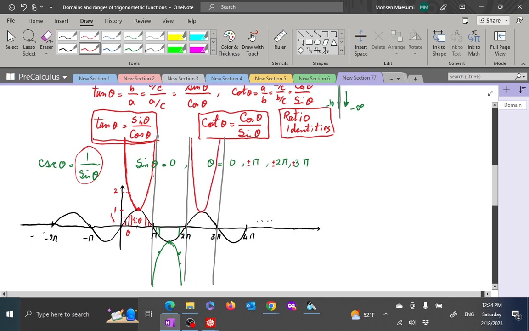How about this one? We draw the asymptote at 4 pi. The graph of it starts from down here, comes to this point, touches that, and then goes back down. So it touches at 1 or minus 1, then it goes back.